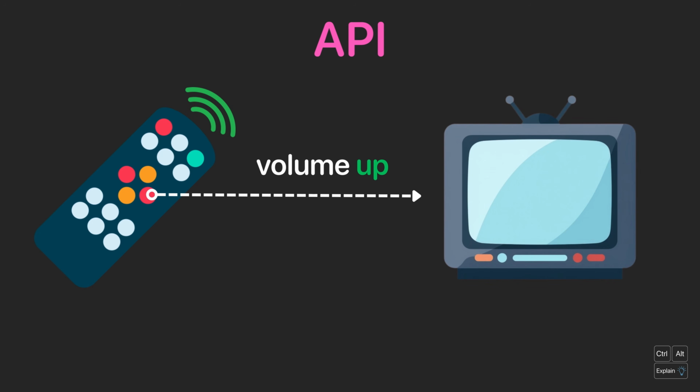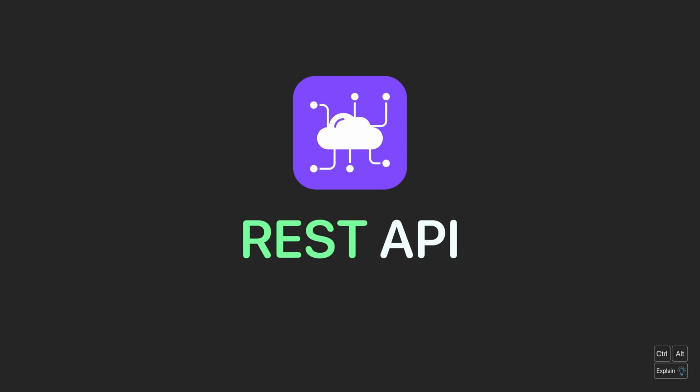The remote is the client sending a request. The TV is the server doing the work behind the scenes. And the button you pressed is like an API endpoint. APIs let one system communicate with another system in a simple, predictable way, just like a remote control talking to your TV. Now that you get the idea, let's look at the most popular web API, the REST API.